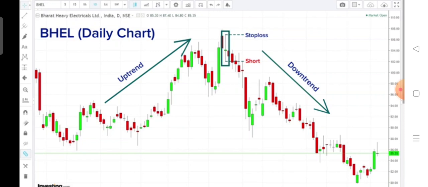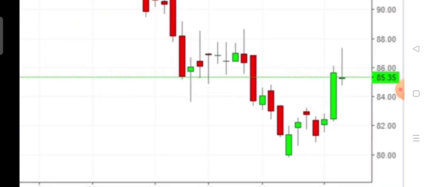In the case of dojis, the body will be almost non-existent, like we see on the right hand side here, around March 12th, 13th. These are dojis. See, once these dojis were formed consecutively, the price moved in the downward direction, halted for some point of time, and then again resumed the downward direction.